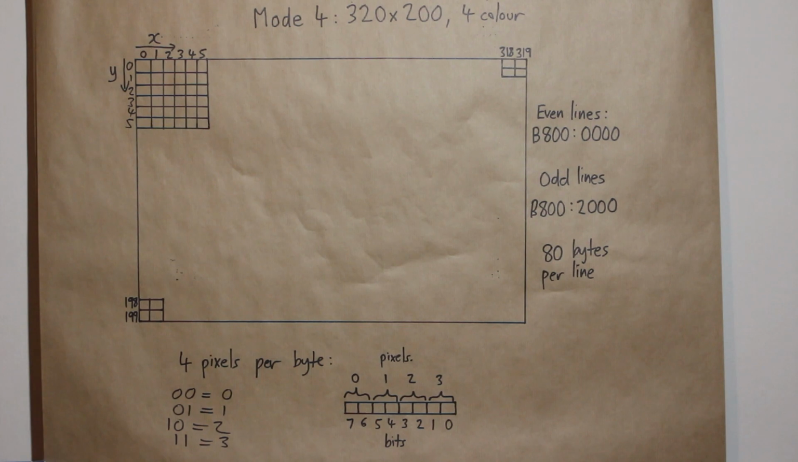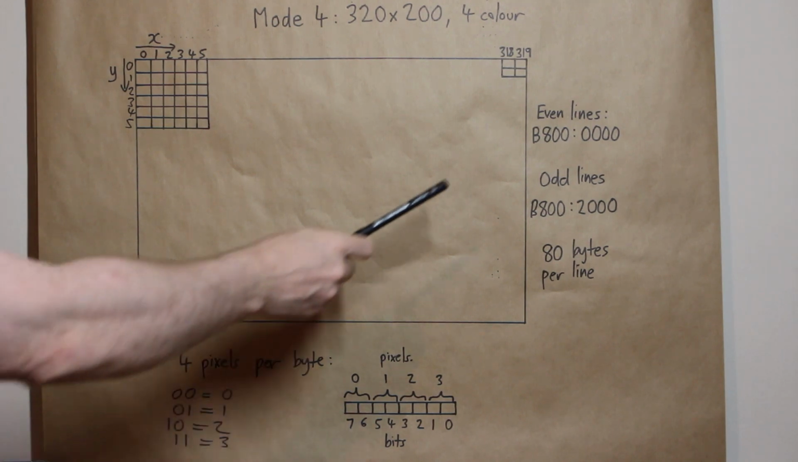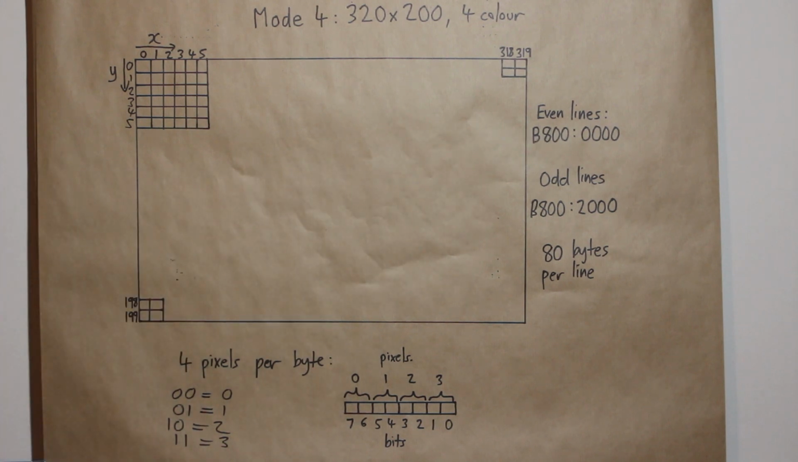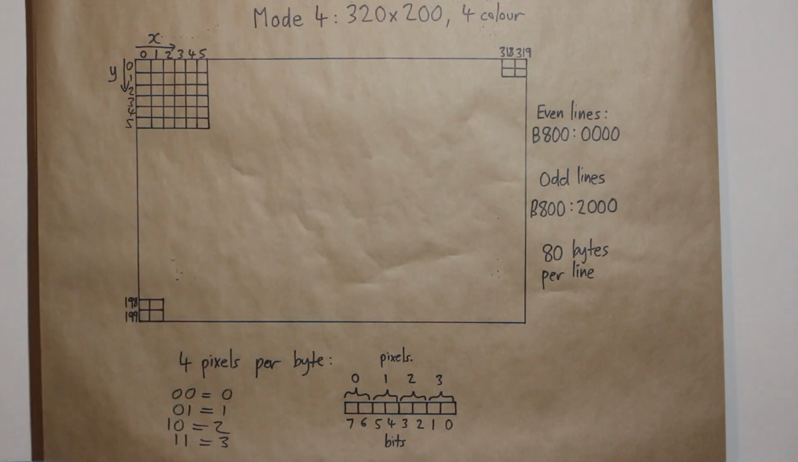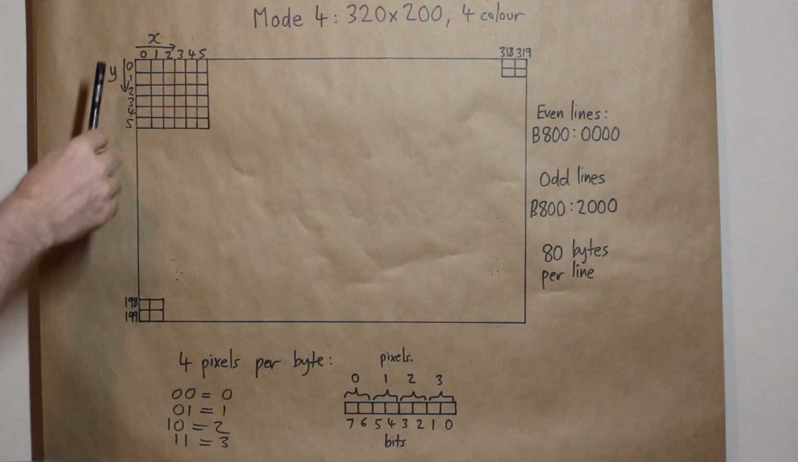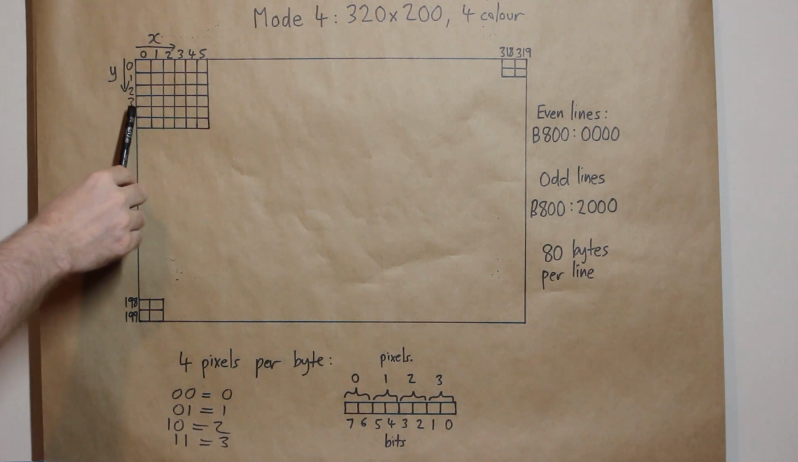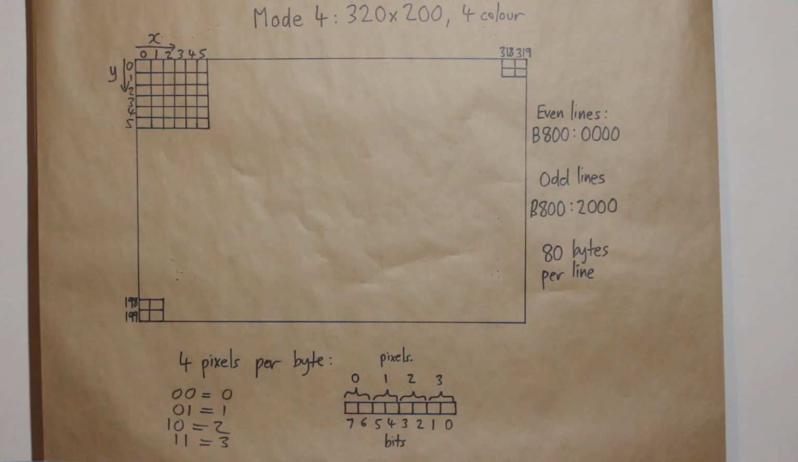Now the CGA memory starts at segment B800 in memory. There's 16 kilobytes of CGA memory, but it's arranged in a really odd way. So the first 8 kilobytes of CGA memory contain the even lines. So by that I mean lines 0, 2, 4, all the way up to 198.